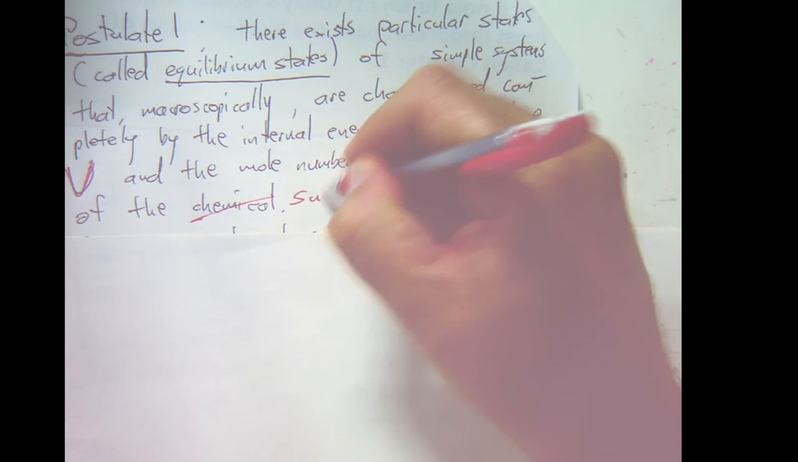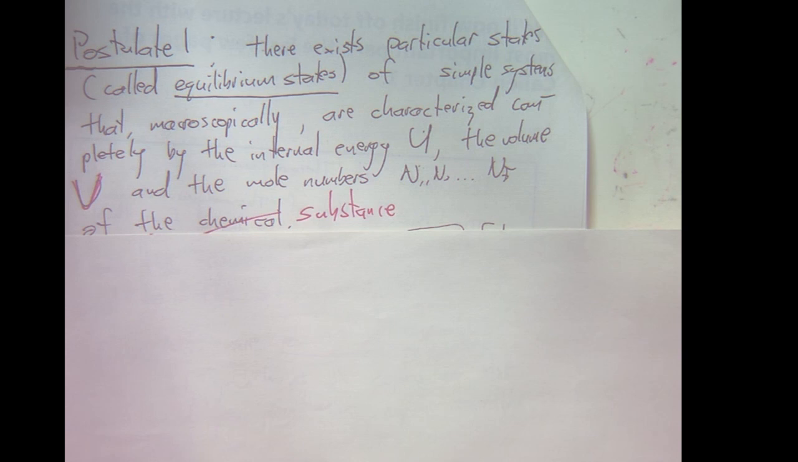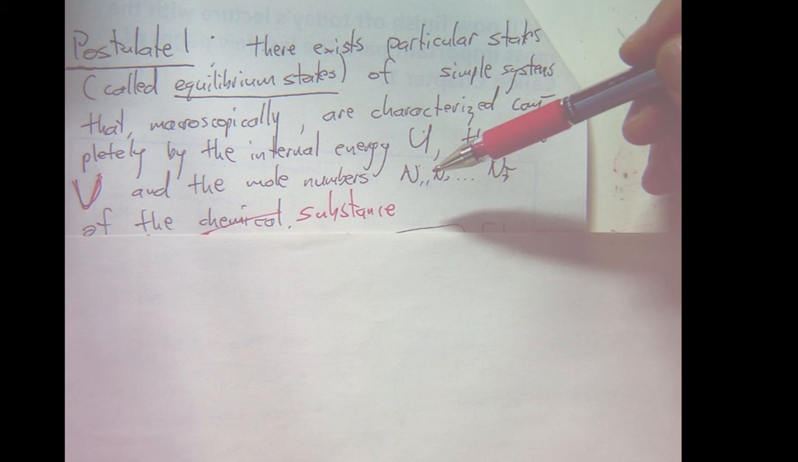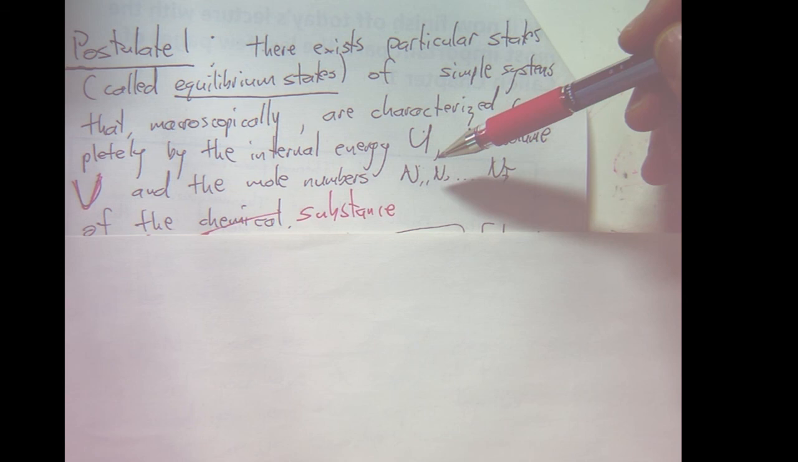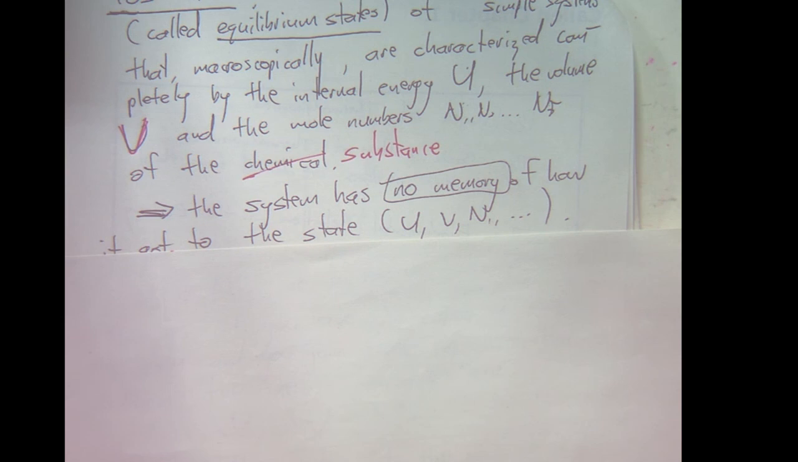If I just read those words out, it is not immediately obvious, but it is true. If you can specify an internal energy, or say a number, that depends only on U, V and N1 up to NR, then you don't need to specify how you got to this value of U, V and N. You don't have to specify anything that happened in the past. One aspect of this: the system has no memory of how it got to the state U, V, N. No memory. So thermodynamic systems have no memory in equilibrium thermodynamics.